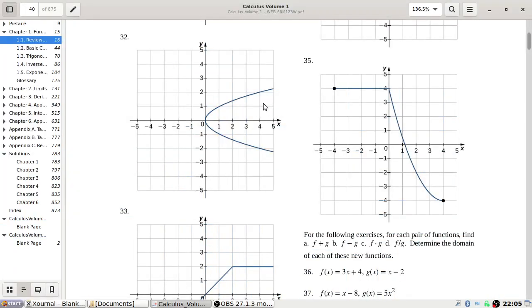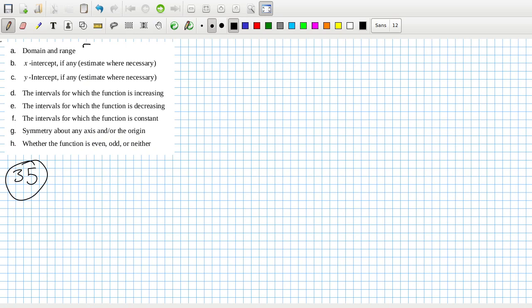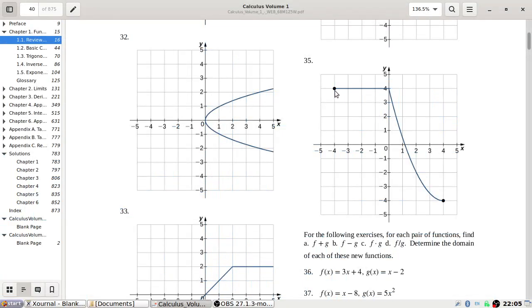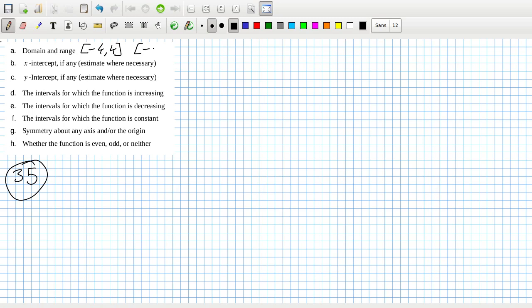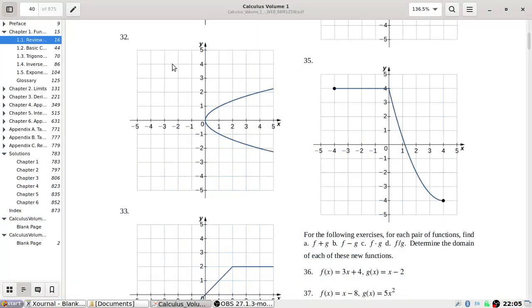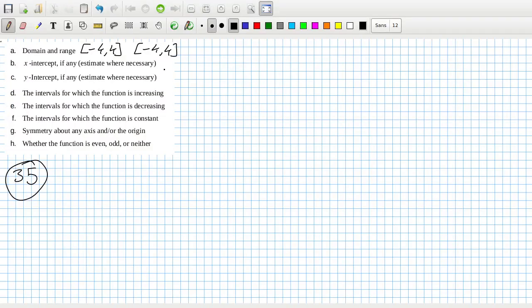All right, 35. Okay. Domain is from -4 to 4, including the 4 because of the little shaded dot here. The range is also -4 to 4. X-intercept at some unknown point, 1.2, I'm going to say.